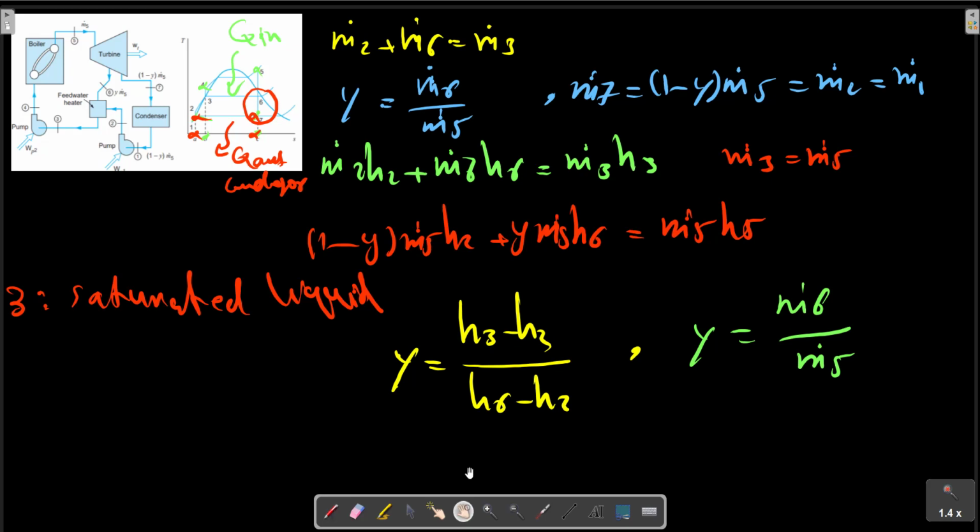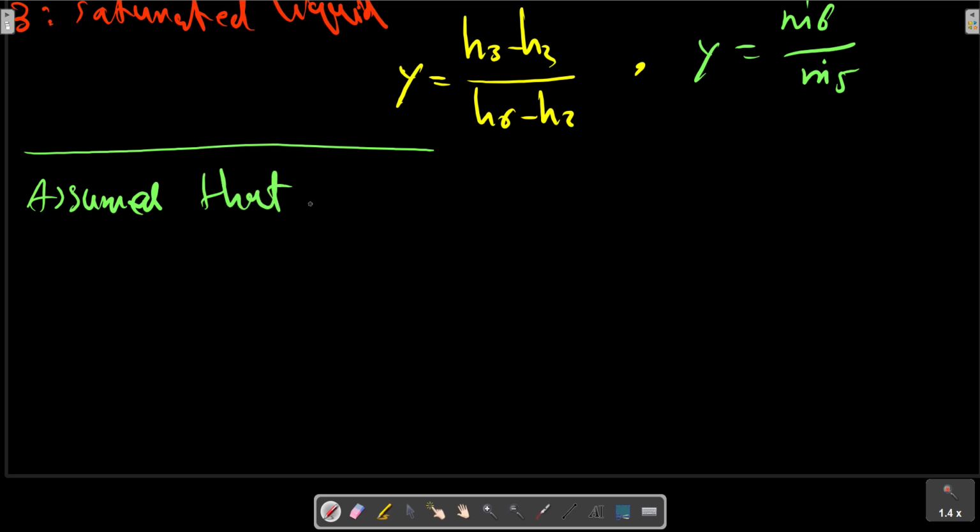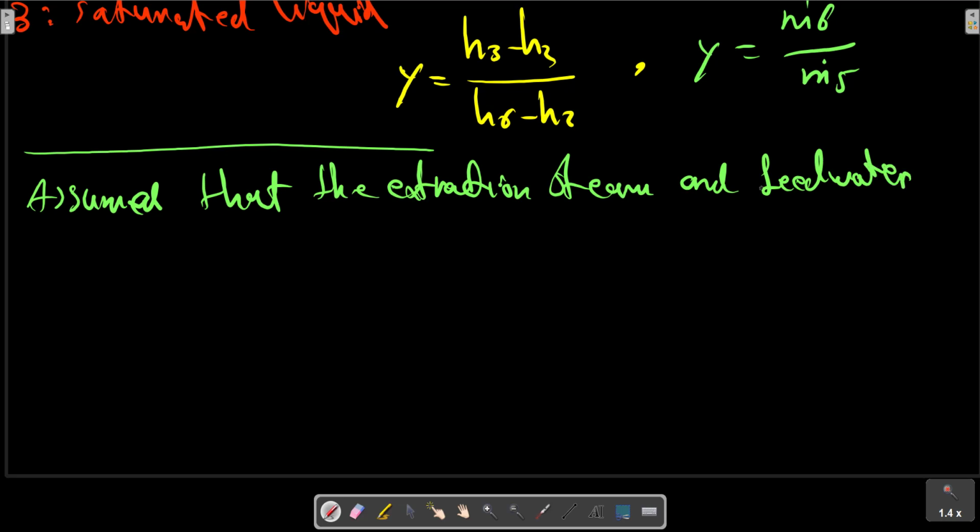Up to this point, the discussion and example have tacitly assumed that extraction steam and feed water are mixed in the feed water heater.